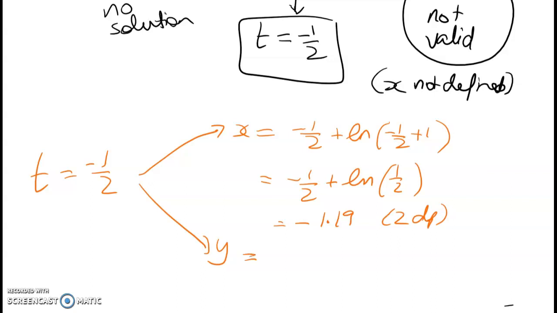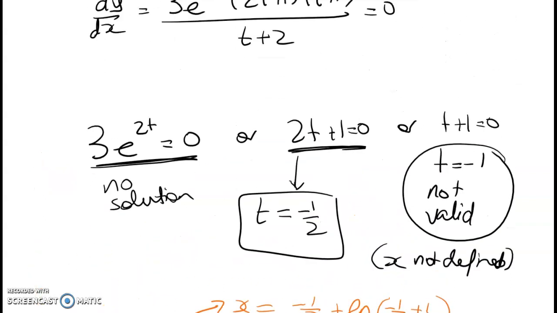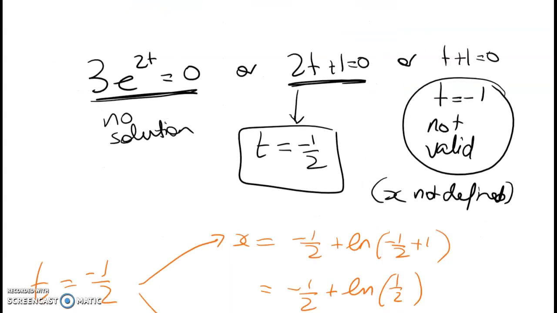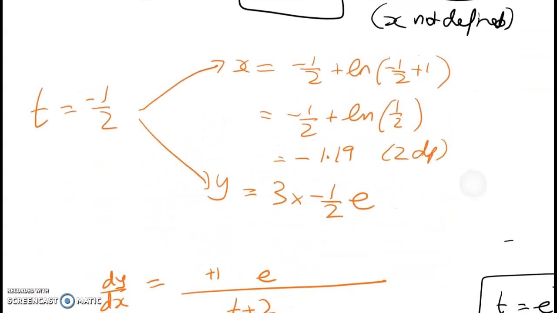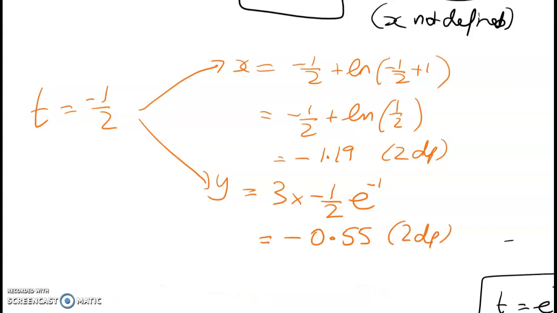What about y? Well, y is going to be equal to 3t times e to the power of 2t. So it's e to the power of -1, and that gives me -0.55 to 2 dp. Okay, so there you go, just about on 15 minutes.